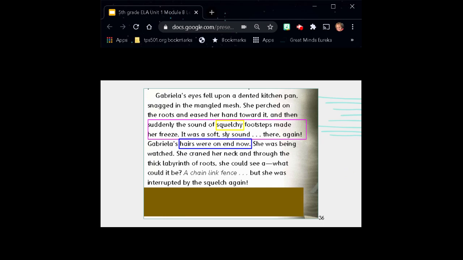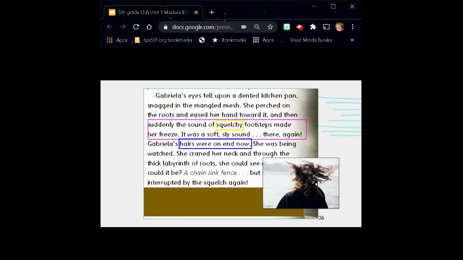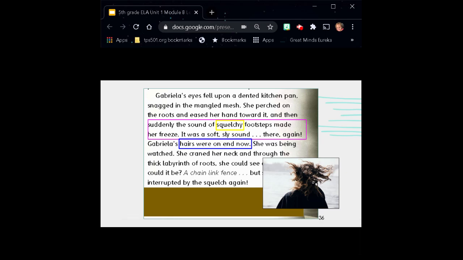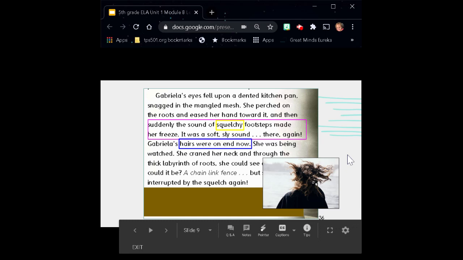Wait a minute, does that mean this? Oh, no, it doesn't mean her hairs are standing up like that. I'm sorry. You're right. It's figurative language, but sometimes when I'm afraid, I feel like the hairs on my arms stand up. Good job. What do you think she hears? Let's keep reading and find out.